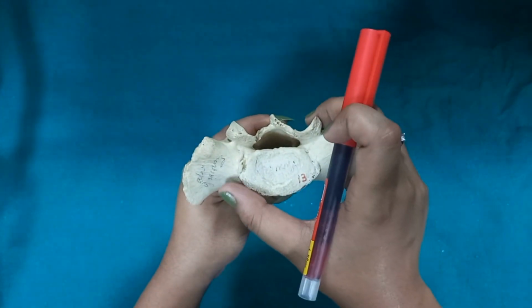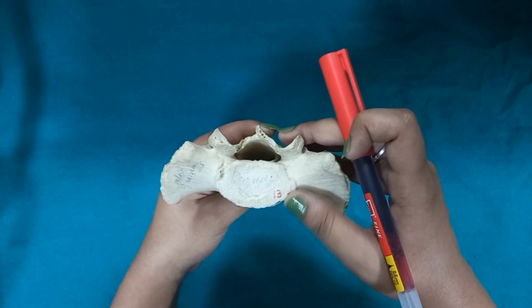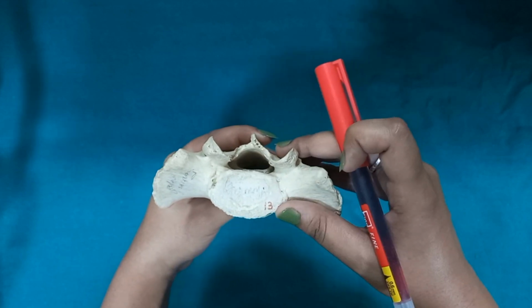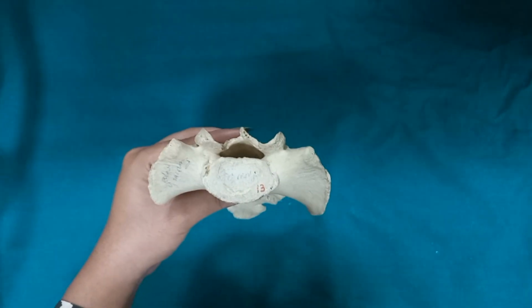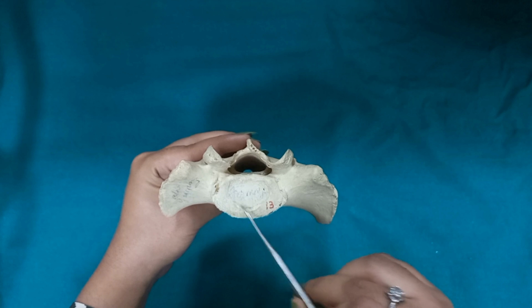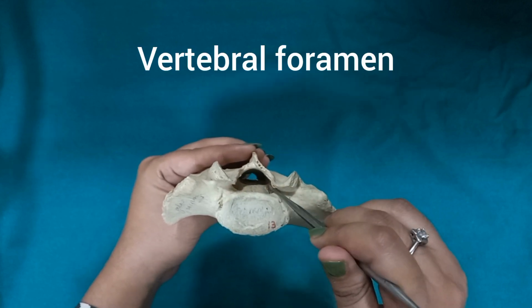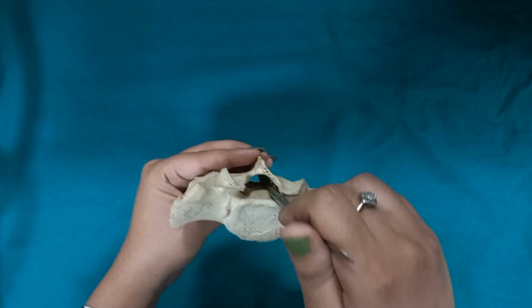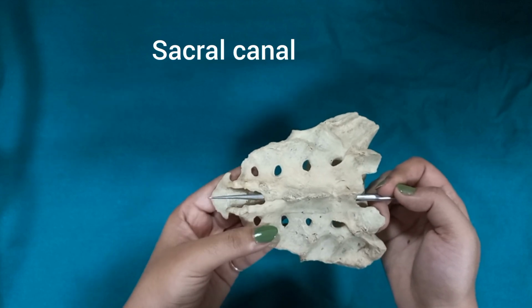Now the anterior margin of the first sacral vertebra, which is projecting forwards, is known as the sacral promontory. Then just behind the body of the first sacral vertebra, this structure is known as the vertebral foramen, and this vertebral foramen leads into the sacral canal, which is triangular in shape.